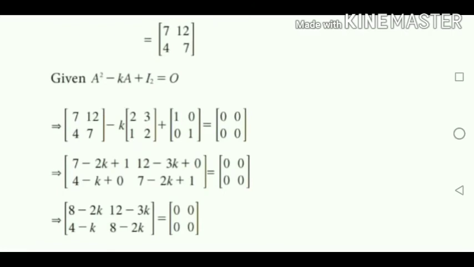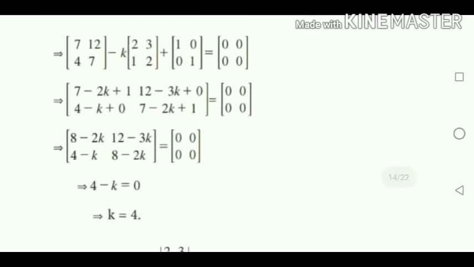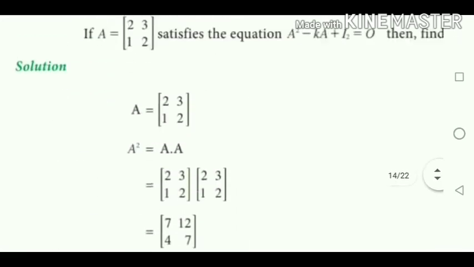So the value of this equal to 0 means the first element 8 minus 2k equal to 0, 12 minus 3k equal to 0, 4 minus k equal to 0, 8 minus 2k equal to 0. Using any one, that is 4 minus k equal to 0 means minus k equal to minus 4, so K equal to 4. You may take anything. 8 minus 2k equal to 0, again you are getting the same answer, K equal to 4. So find the value of K.